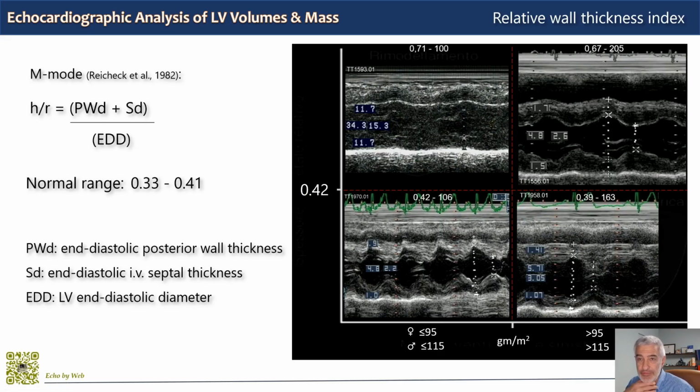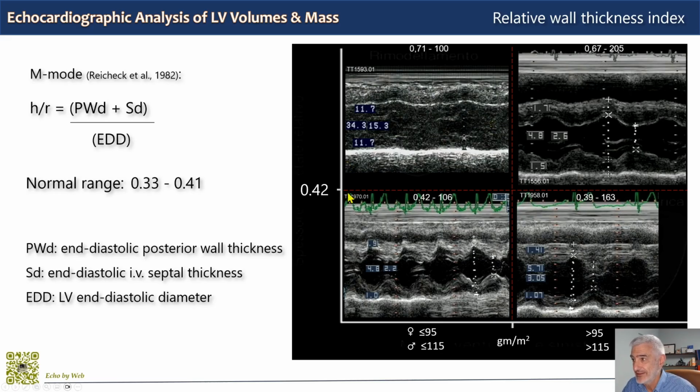With M-mode, you make the measurements with the ASE standard method, leading edge to leading edge, as we said. But as I told you before, it's much preferable to use the direct 2D linear measurements on the 2D image. Anyhow, for the sake of history, this is the standard calculation with M-mode you see here.